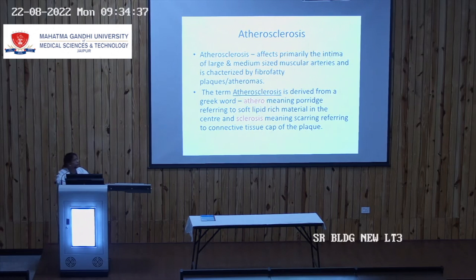Now this affects usually the intima of the large and medium-sized muscular arteries and the large elastic arteries also. So we see that it is affecting the intima. When it affects the intima, the lumen will be affected, it will be compromised, and it will lead to ischemia.